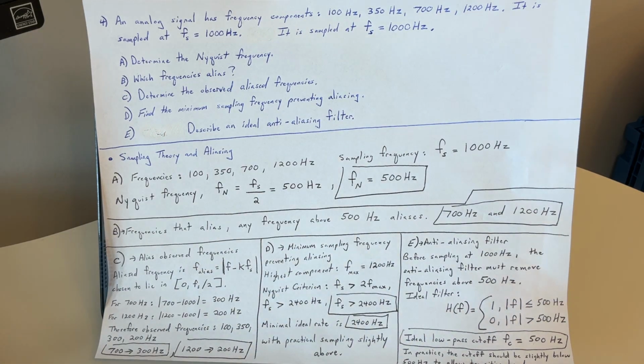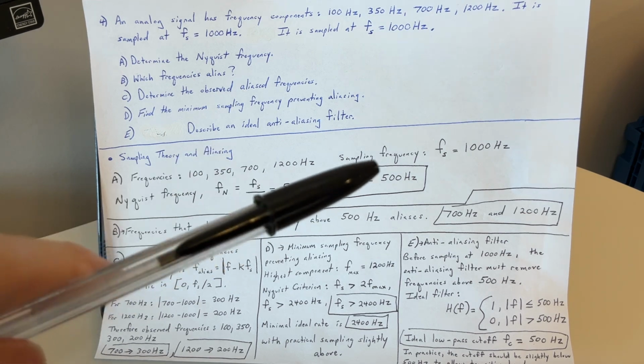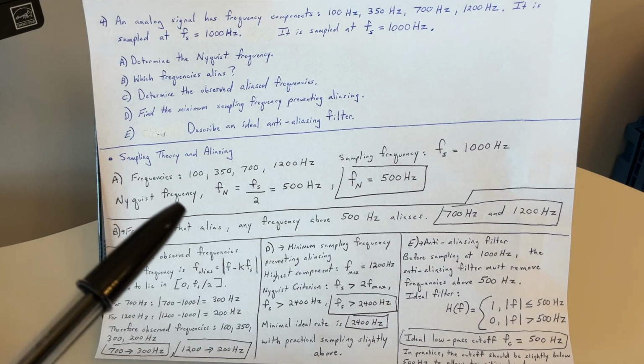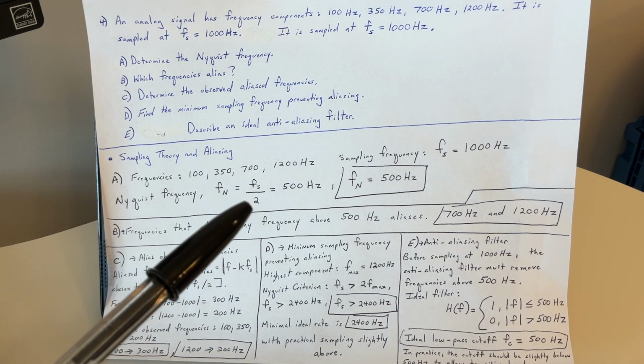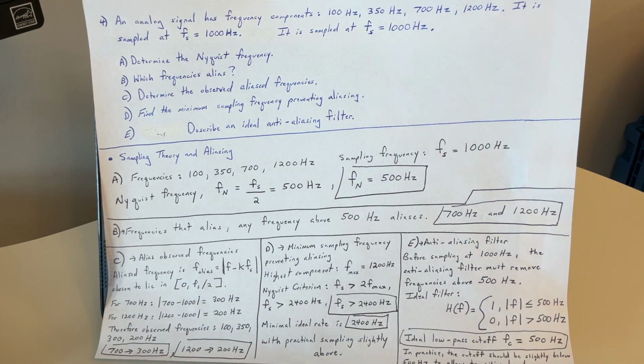So the frequencies here are 100, 350, 700, 1200 hertz. Sampling frequency f sub s equals 1000 hertz. So the Nyquist frequency f sub n equals f sub s over 2. That's 500 hertz. F sub n equals 500 hertz.